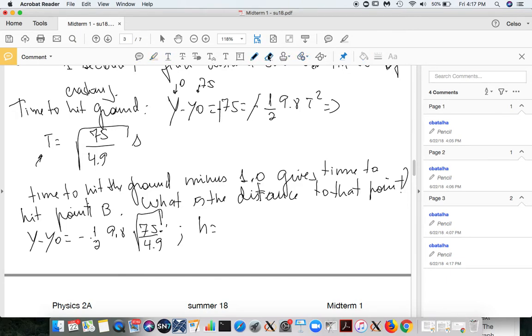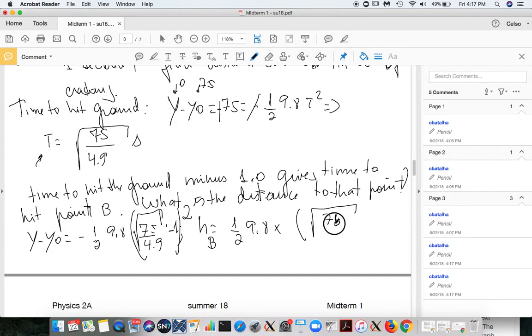Where's the eraser? Minus 1 second. So that's the time that it takes to go all the way to the ground, right? So the height to the point B is equal to half times 9.8 times the square root of 75 divided by 4.9 minus 1, squared. And then you calculate that, right? I'm not going to do that.